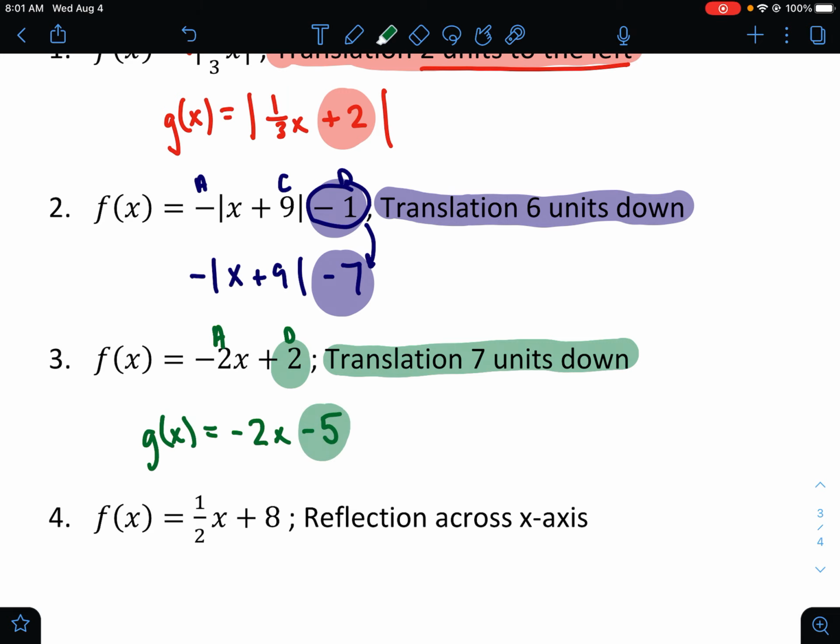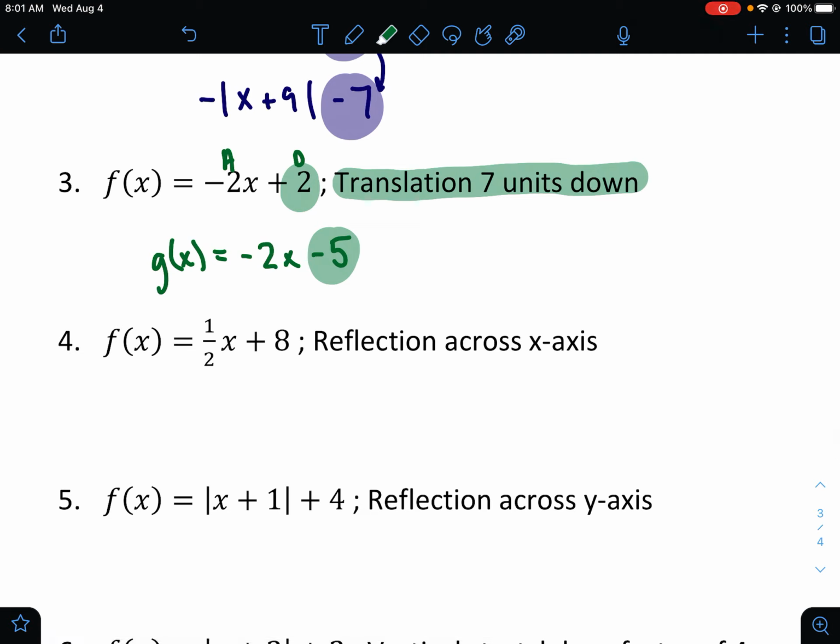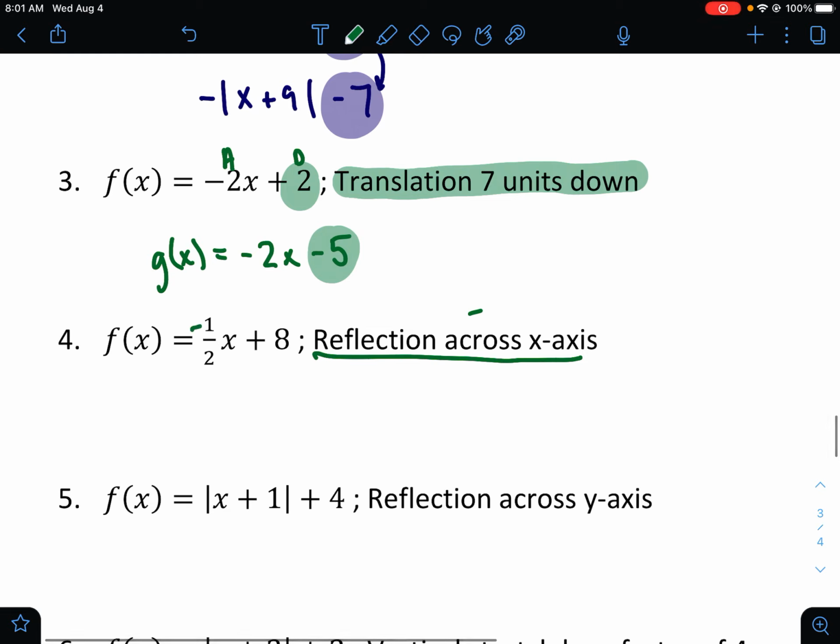And that is your down 7. Reflections across the x-axis are vertical reflections. And since we have just a line here, there is no horizontal, so it's simply going to be a reflection across the x-axis, which just makes it negative on the outside. So it's just as simple as that. Our new function would just be -1/2 x plus 8. And that's it.